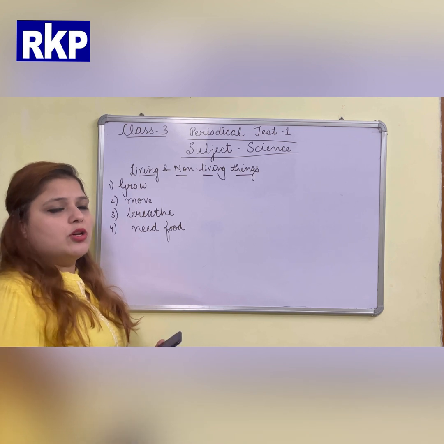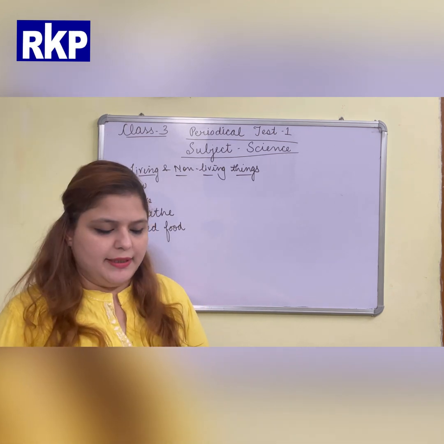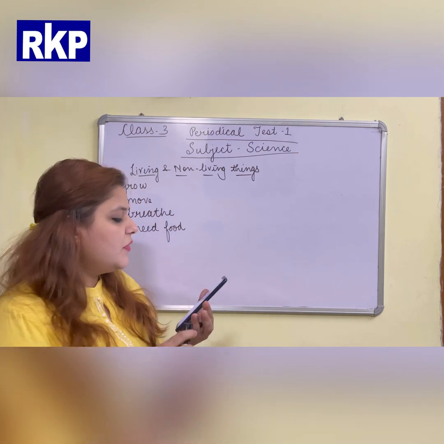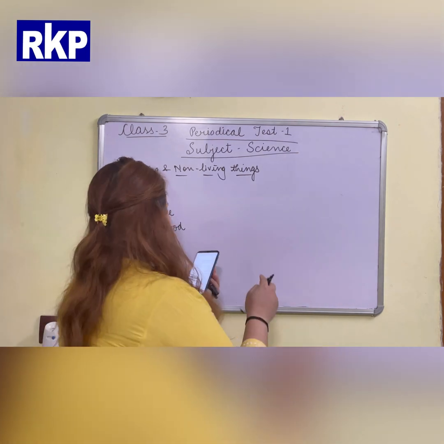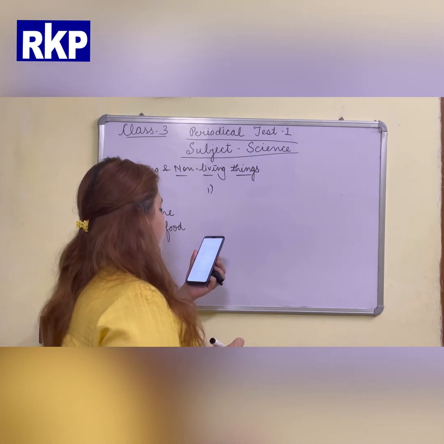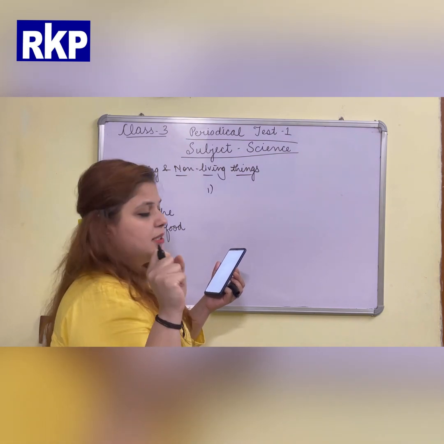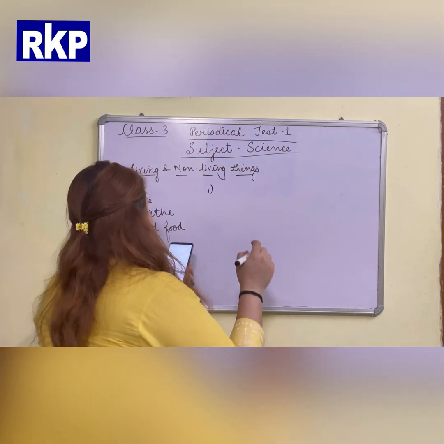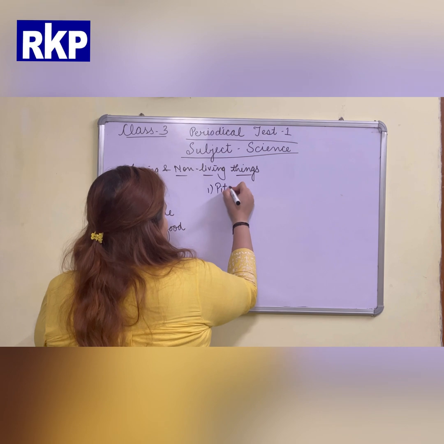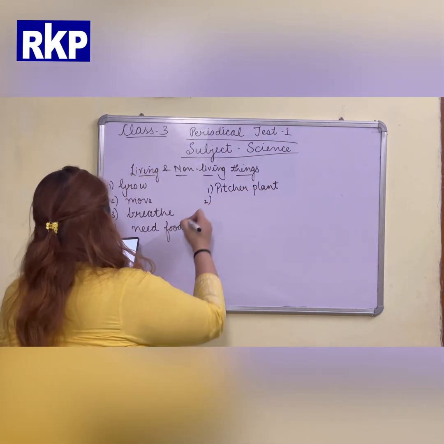Clear? So this was your written test, and next was your online test. Let us discuss that. The first question of your online test is: dash trap insects in their leaves and eat them. Which of these plants trap insects in their leaves and eat them? The answer is pitcher plant.